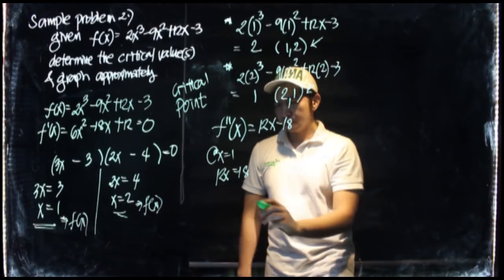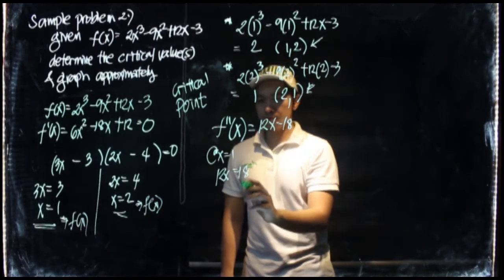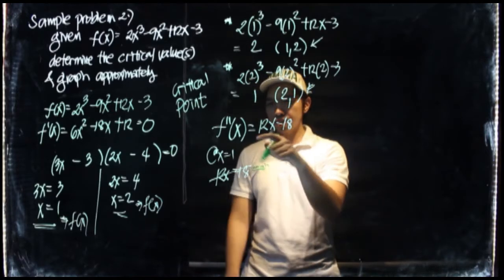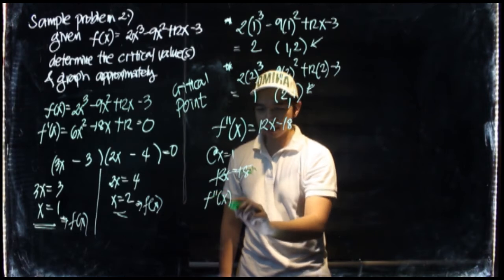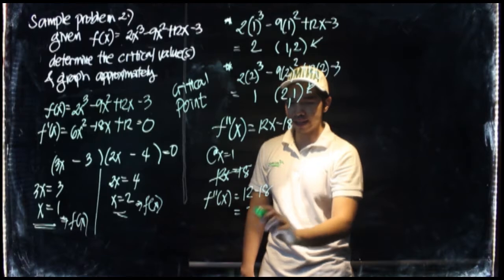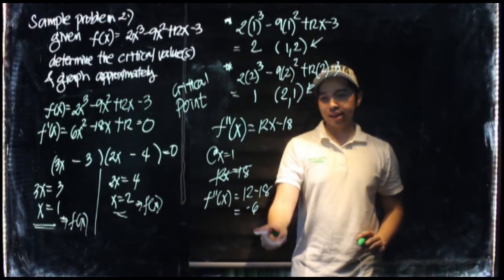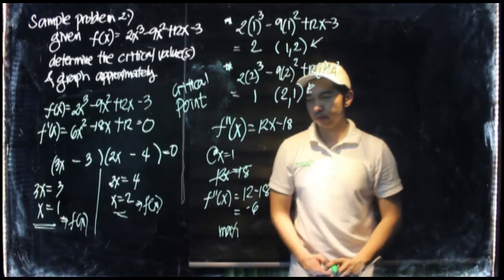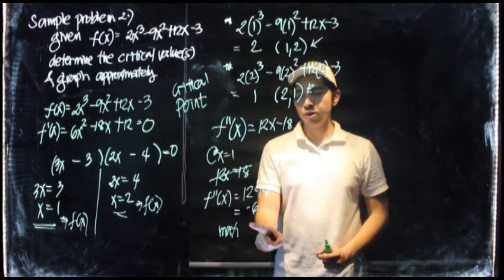So at x equals 1, let's substitute that directly. So f double prime of 1 is equal to 12 minus 18, and that is equal to negative 6. We have a negative value for x equals 1. That means this value is at maximum. It's negative, therefore that is at maximum.